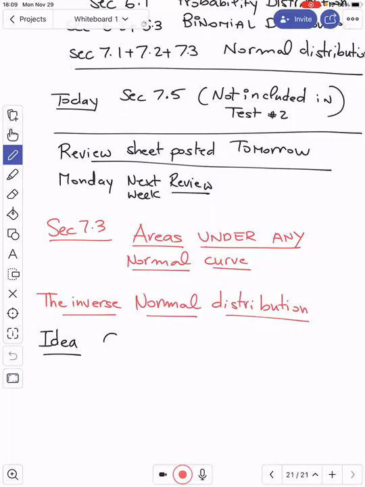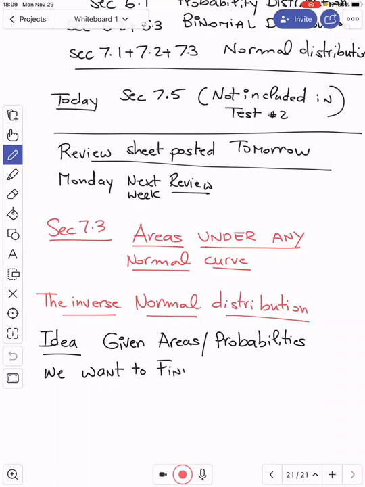So given areas or probabilities, of course, areas now correspond to probabilities, right? The area under the graph, that's exactly your probability, right? So the areas or probabilities, we want to find the corresponding value of x.